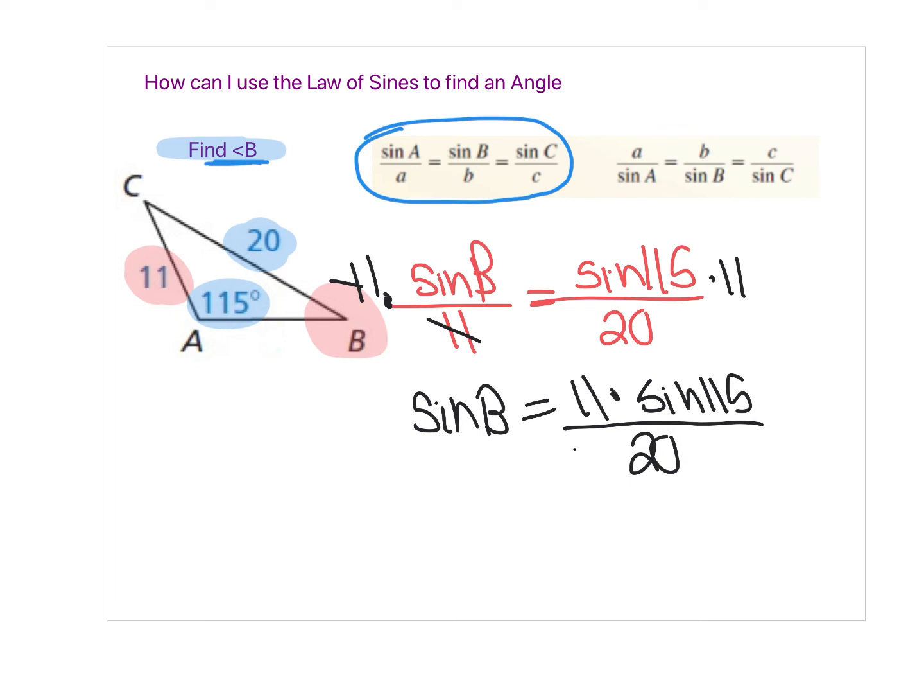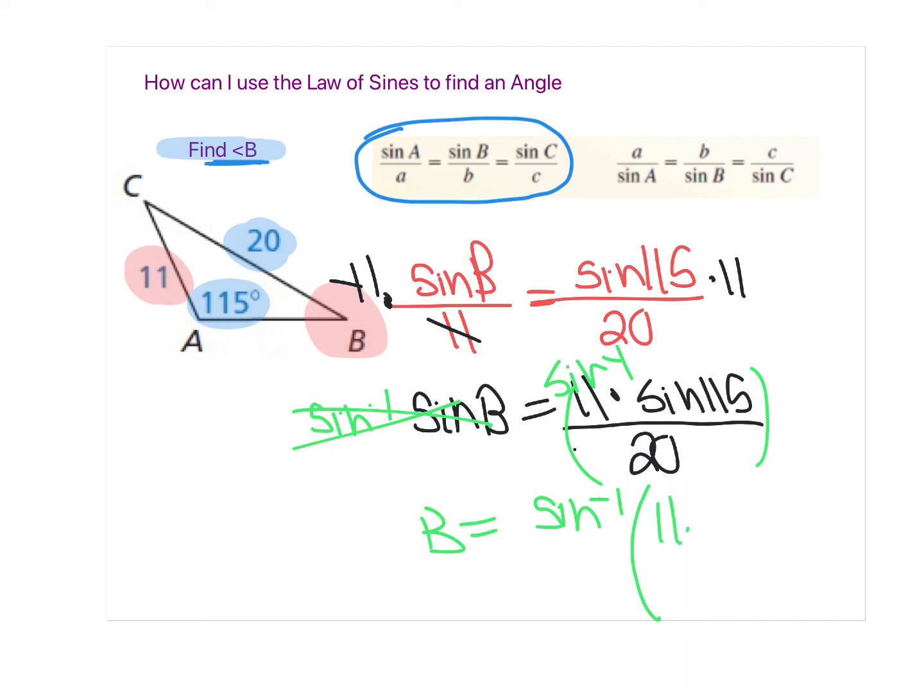To undo the sine of B, we are just going to do the inverse of sine. That will get rid of my sine, so I'm going to have B. I don't really have room over here, I should have had more room. B, our sine is gone, is going to be the inverse sine of this whole mess. We're going to have 11 times the sine of 115 divided by 20.